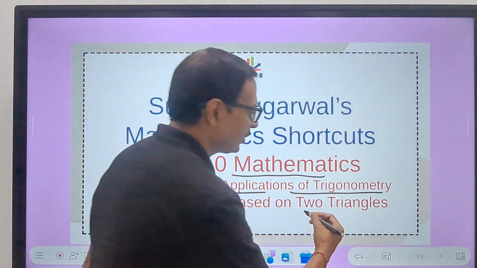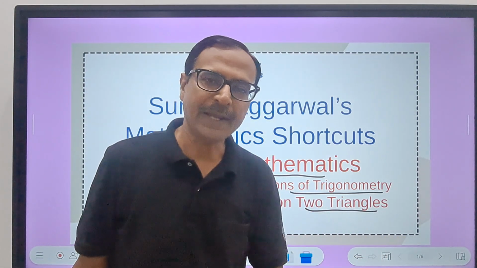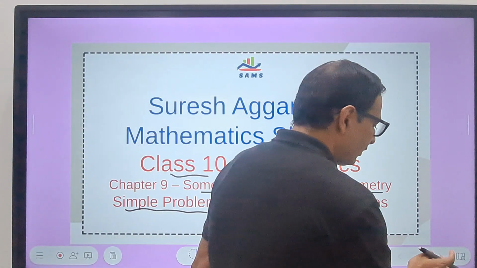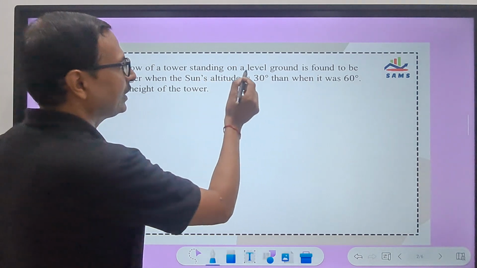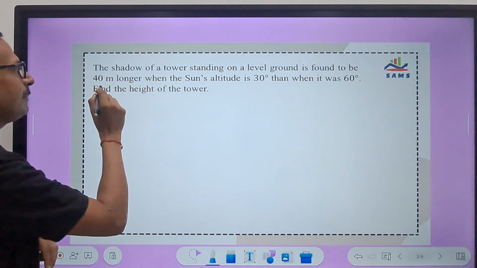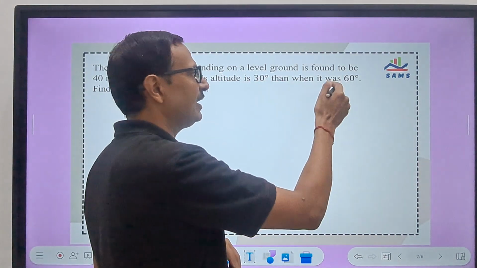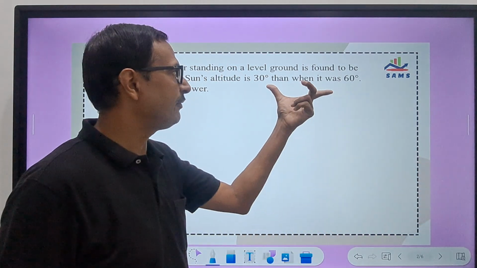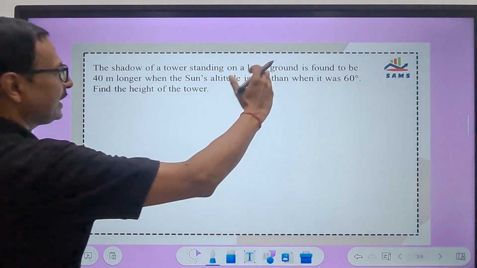So these are based on two right angled triangles. So in every figure you will be having two right angled triangles. So without wasting any time, let's get into one of the important problems. Here we have a question where the shadow of a tower standing on a level ground is found to be 40 meters longer when the sun's altitude is 30 degree than when it was 60 degree. So the comparison of the shadow at two different times in a day is given, 30 degree and 60 degree.